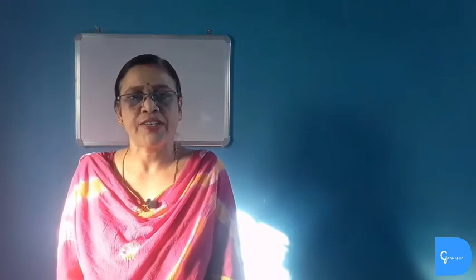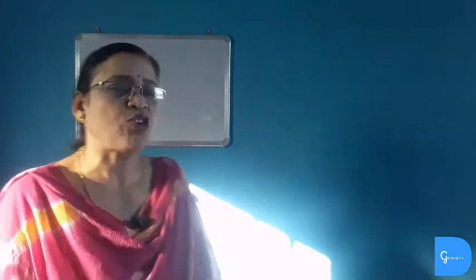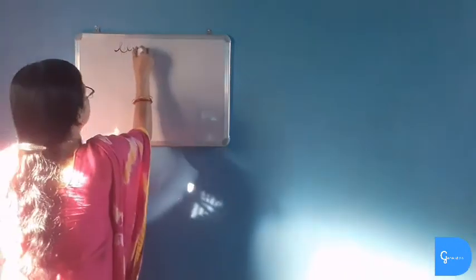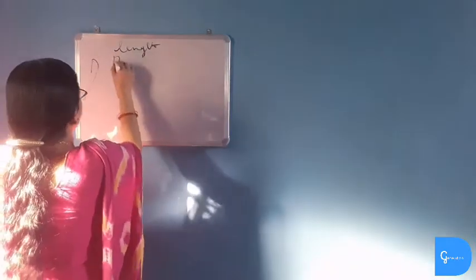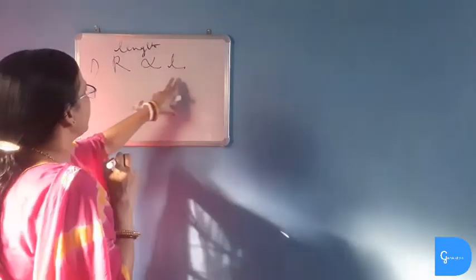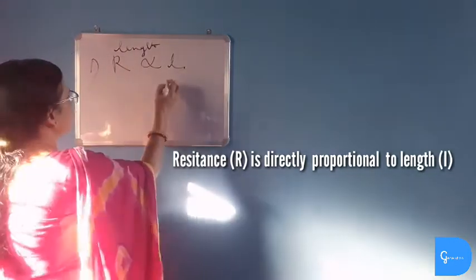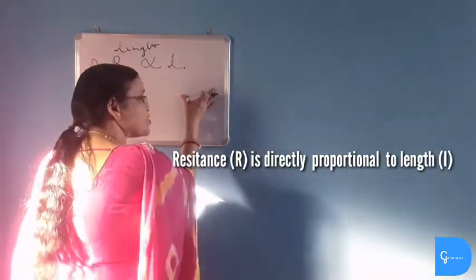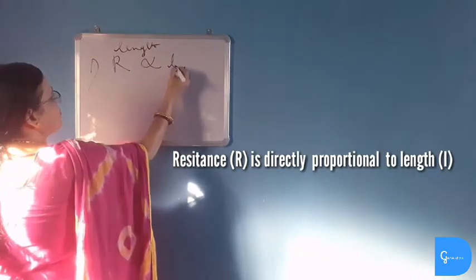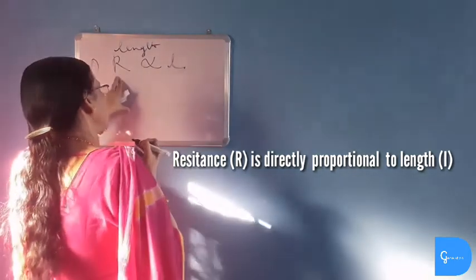Factors affecting the resistance of the conductor. Resistance of the conductor depends on the following factors. First of all, it depends on length. By experiment, it has been found that resistance of a conductor is directly proportional to length. That is, when length increases, resistance of the conductor also increases, and when length decreases, resistance also decreases. So we see that a long wire has more resistance than a short wire. If the length is doubled, then resistance also gets doubled, and if length is halved, resistance is also halved.